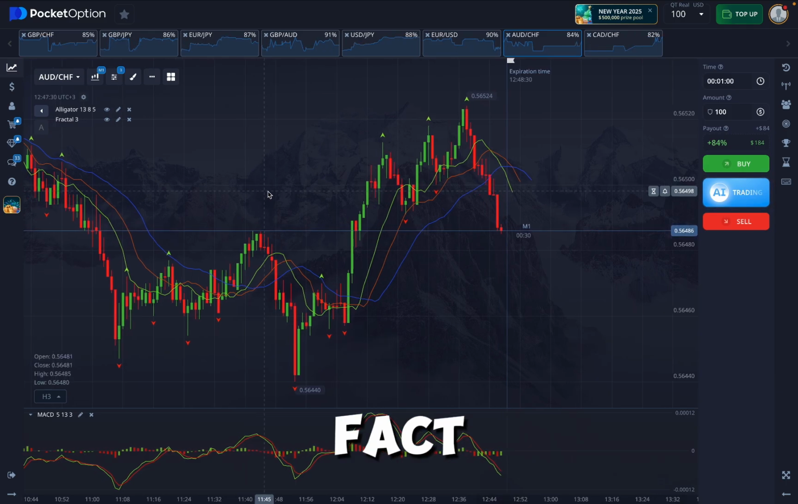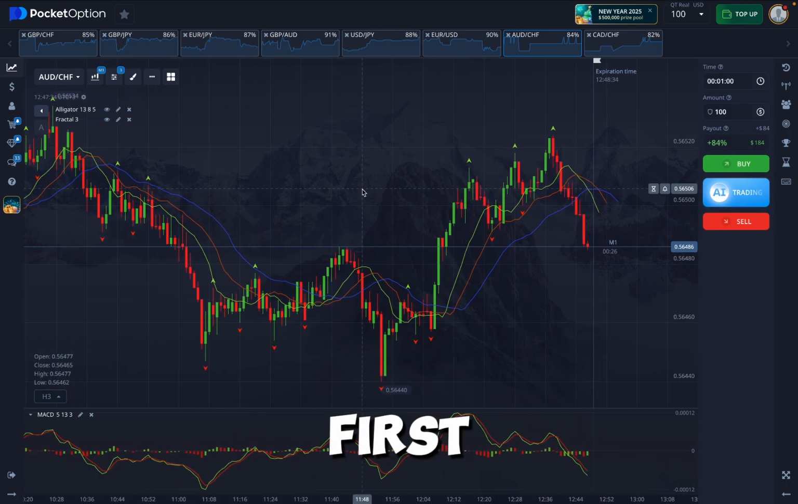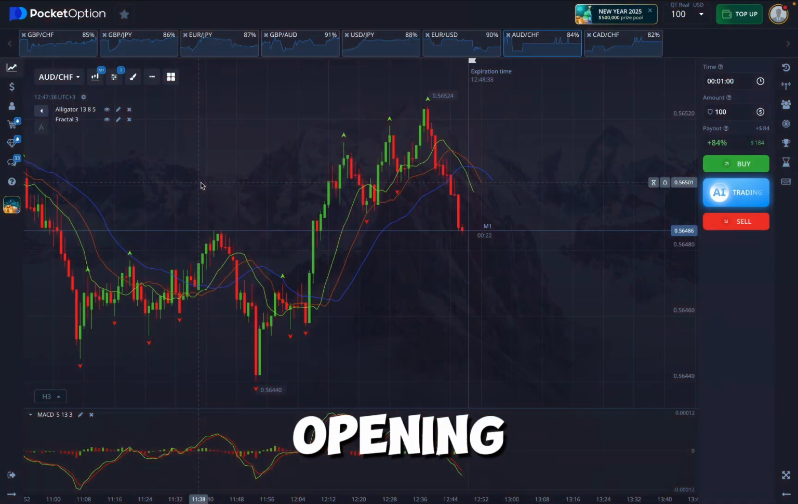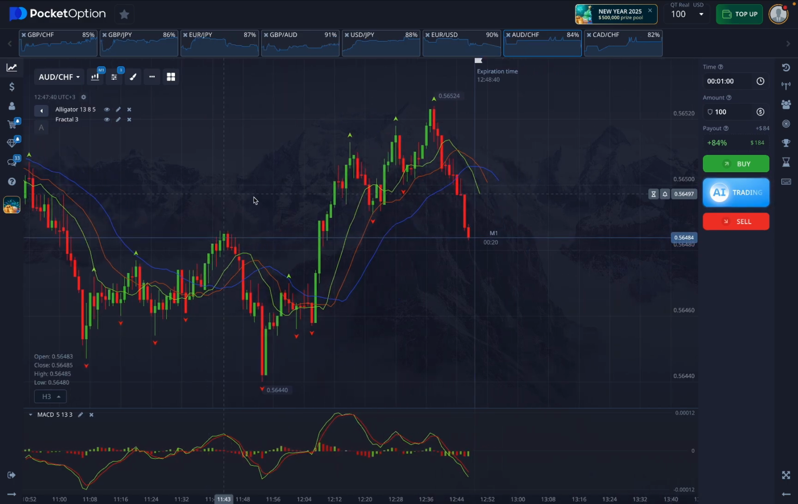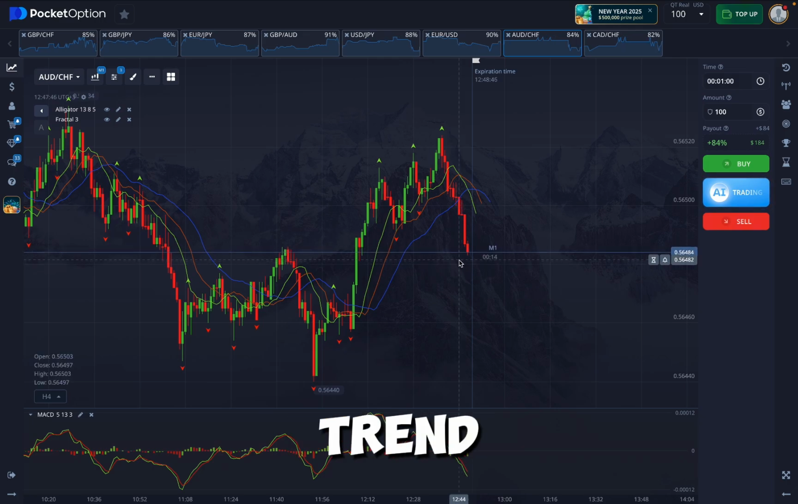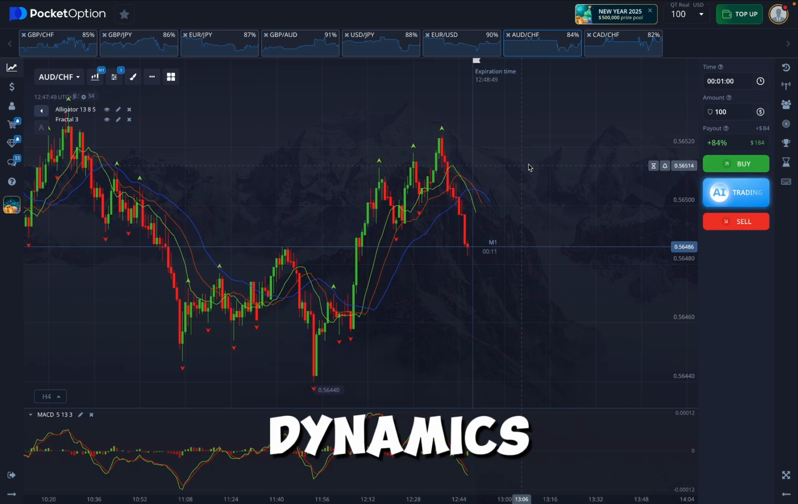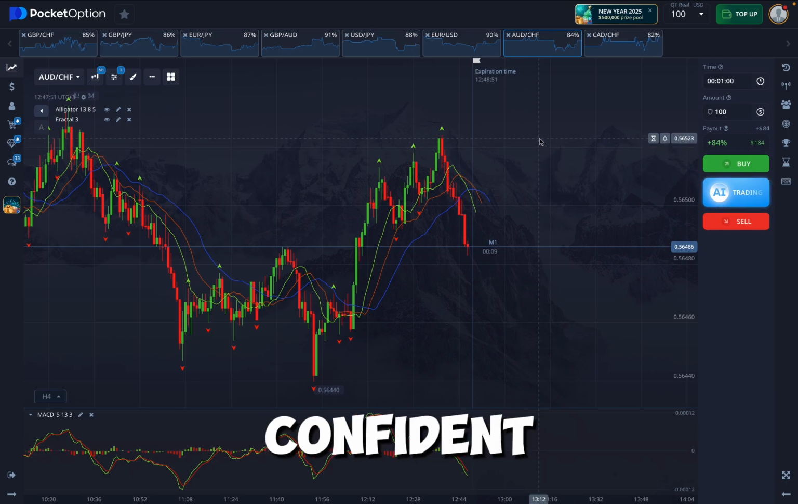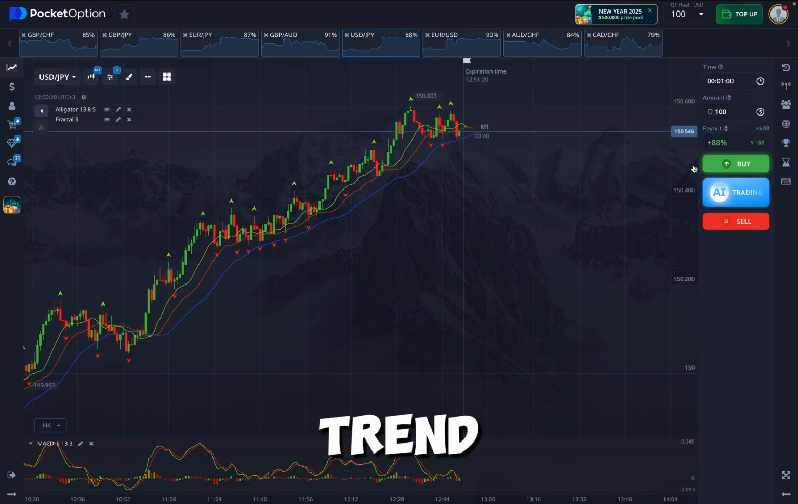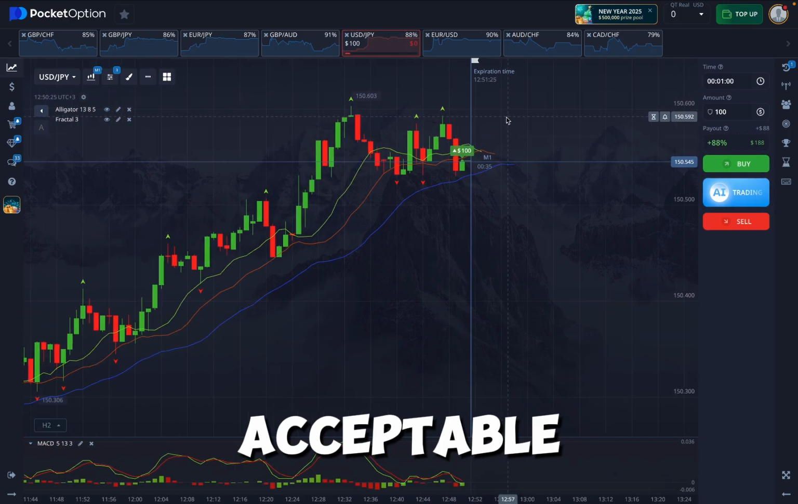As a matter of fact, let's start trading and select the first currency pair for the most optimal opening of a trade. Let's get started. Let's probably open the first position on the upside on the trend. This is not an exact signal, but based on the dynamics, I see that we have a very confident upward trend. Now, and in general for this market, these conditions are acceptable.